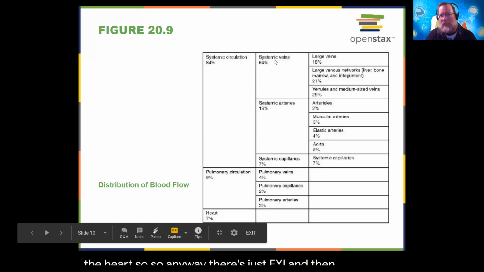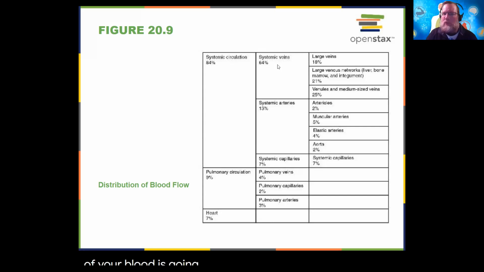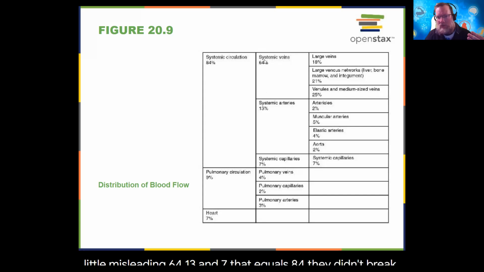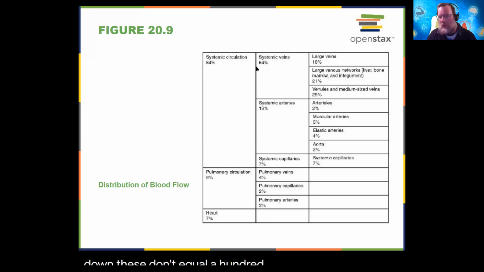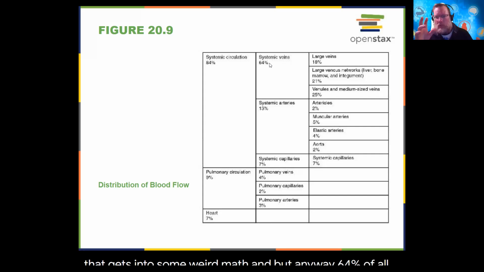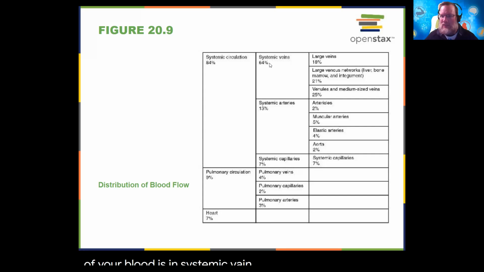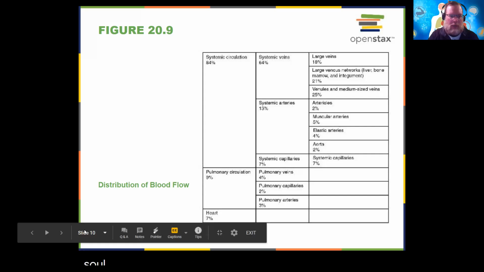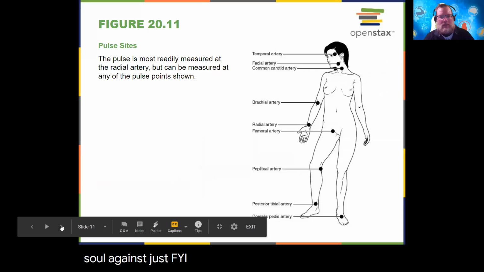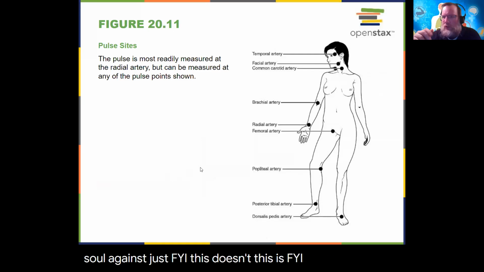And then 64% of your blood is going to be, so these numbers may be a little misleading. 64, 13, and 7, that equals 84. They didn't break down, these don't equal 100 of 84. So I don't know, that gets into some weird math. But anyway, 64% of all of your blood is in systemic veins, is in the venous return. Okay, so only 13% is in systemic arteries. Again, it's just FYI. This is FYI too.